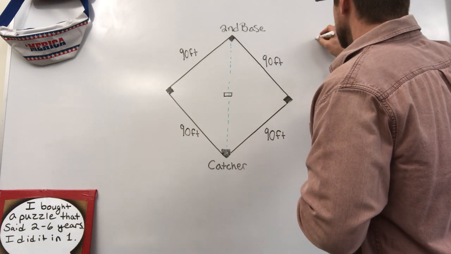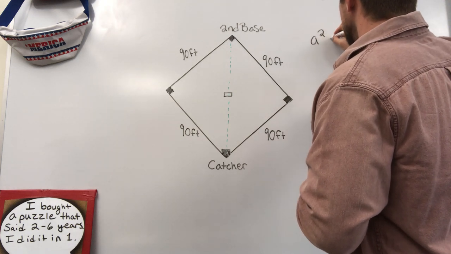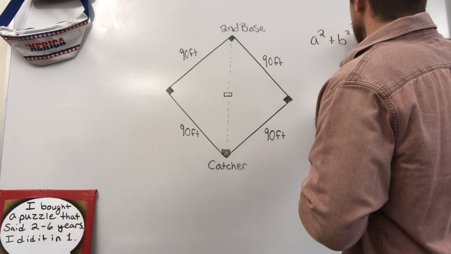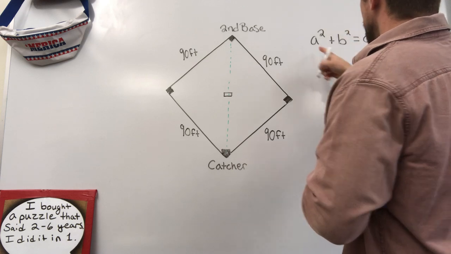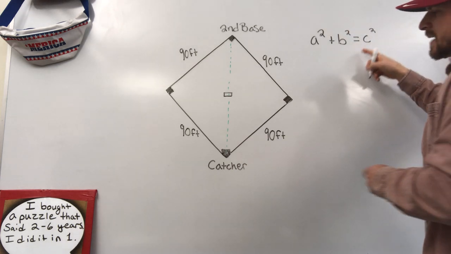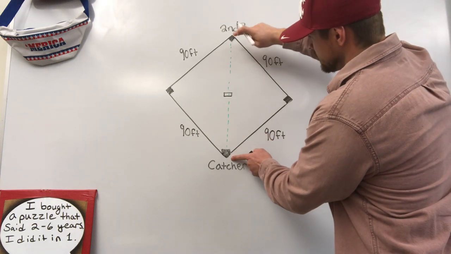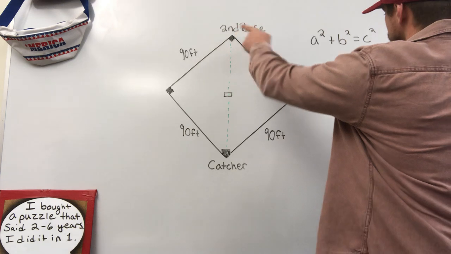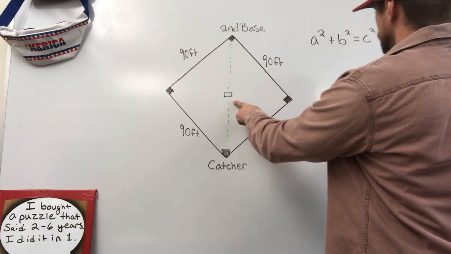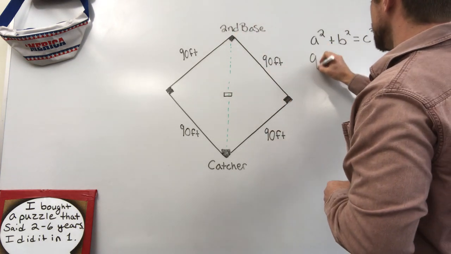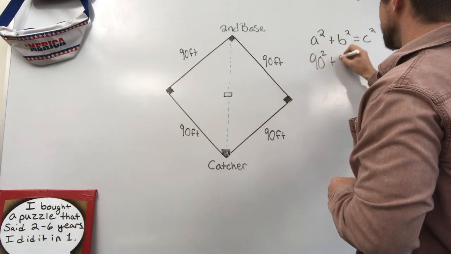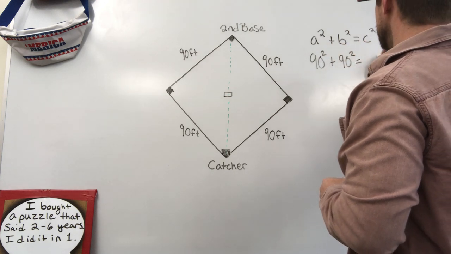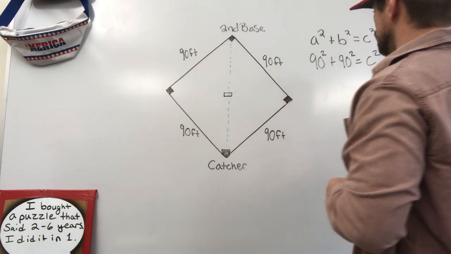For those of you that need a reminder, Pythagorean theorem is a squared plus b squared equals c squared, where a and b are the legs and c is the hypotenuse. In this case, the distance that the catcher's throwing is going to be our hypotenuse. It is the longest side and it is opposite of the right angle. So we need to say 90 squared plus 90 squared equals c squared.